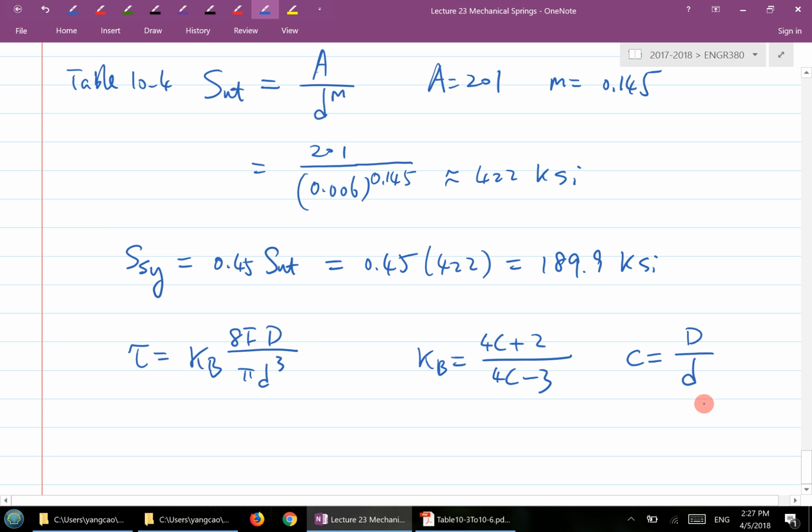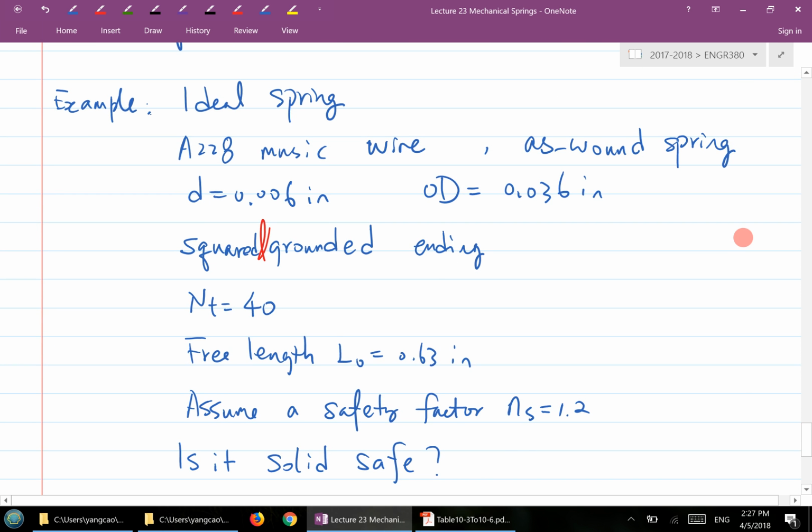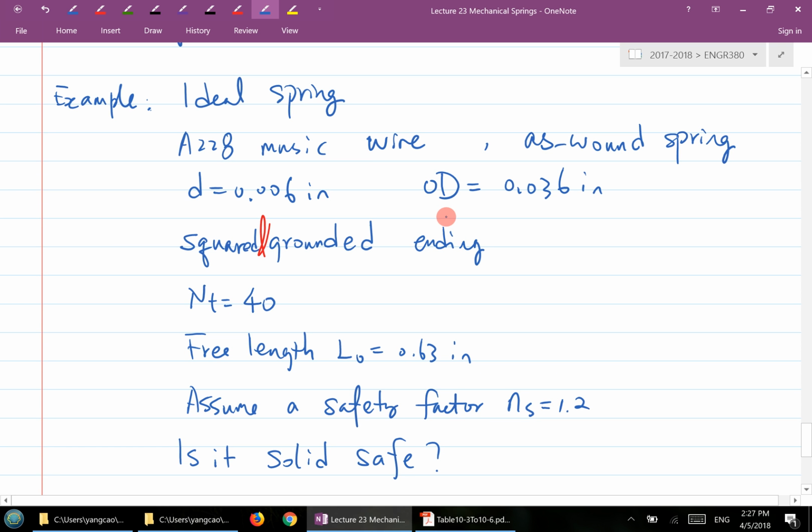The question gave us the wire diameter already, but it didn't give us the mean coil diameter. It only gave us the outer diameter here. Outer diameter basically refers to the diameter from one side to the other side of the spring.